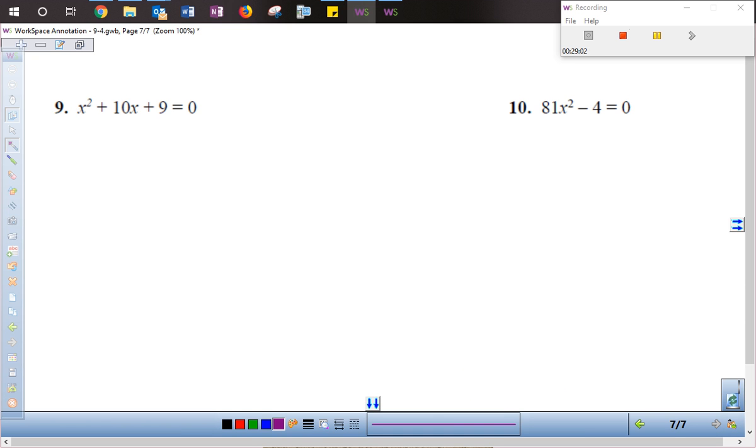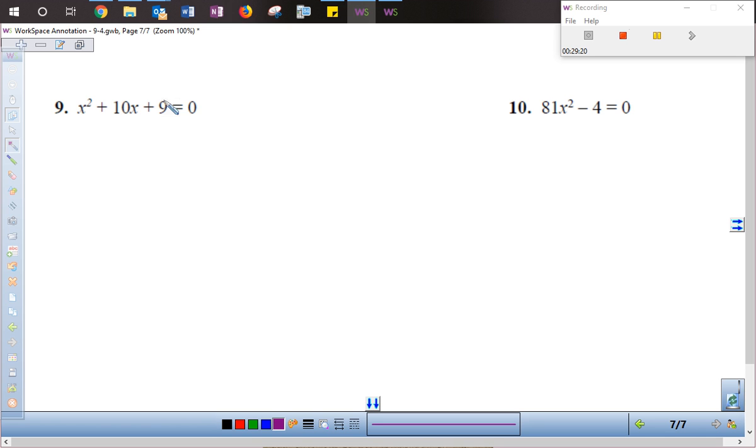Now on the last two problems, we're going to get some practice going through the factoring cheat sheet so you guys understand what I'm talking about. So on number 9, I have x squared plus 10x plus 9. Now the first thing that I want to look for is the greatest common factor. So I have a 1, 10, and 9, which means I can't take out a coefficient. I have an x squared, x, and no variable, so I can't take out a variable.